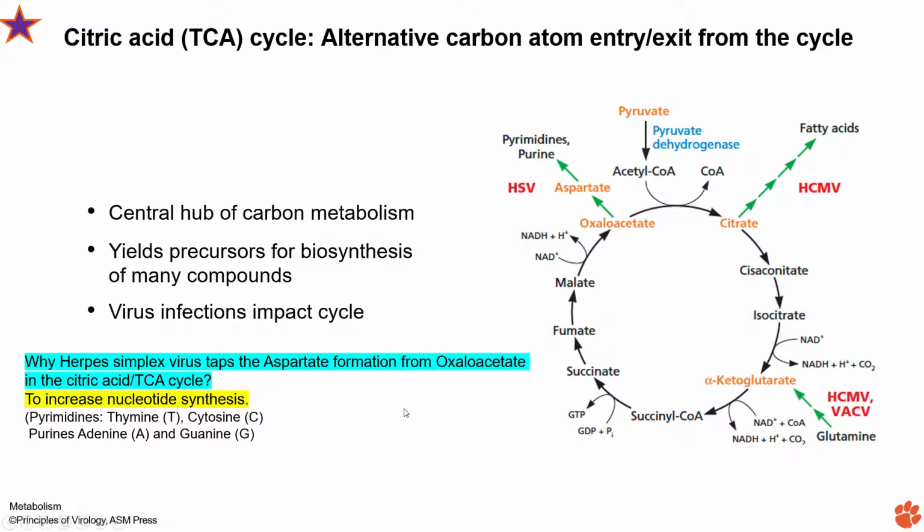All right, so here is an alternative carbon atom exit from the cycle, and this is very specific. Right here, we're just looking at the HSV, which is taking out oxaloacetate, which converts to aspartate and forms purines and pyrimidines. So what is the reason for that? Just remember that the herpes simplex virus first needs to make its large genome. That means basically DNA synthesis. And to increase the nucleotide synthesis, it needs these purines and pyrimidines. That's why it taps out this material.